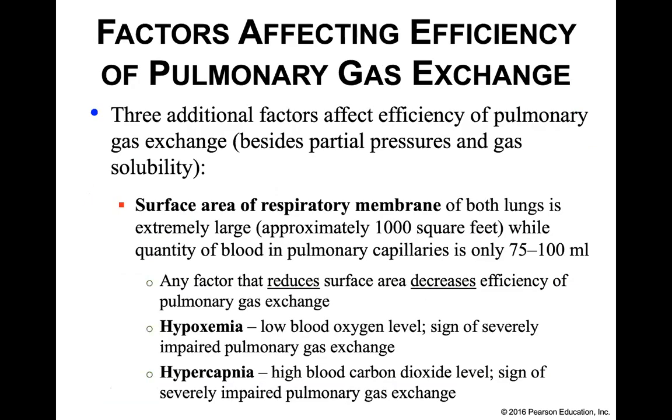There are three additional factors that affect the efficiency of pulmonary gas exchange besides the partial pressure and the gas solubility. And this would be the surface area. The surface area of the respiratory membrane of both lungs is extremely large. It's approximately 1,000 square feet, while the quantity of blood in the pulmonary capillaries is only 75 to 100 mL. Any factor that's going to reduce the surface area and decrease the efficiency of pulmonary gas exchange could affect this.